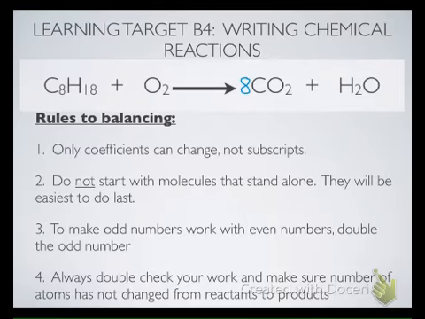Now I'll go back over to my left side. Which one do I have to balance next? I've balanced my carbons now. I got 8 carbons on the left. I'll have 8 CO2s, each containing 1 carbon on the right. So I got 8 carbons on the right. My carbon atoms are now balanced.